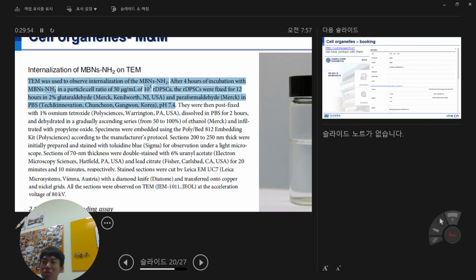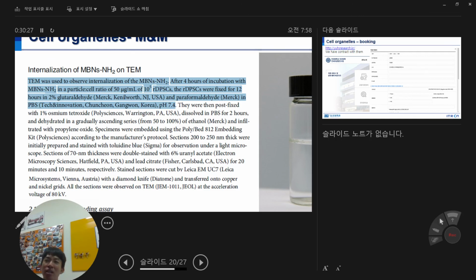The same section, Leica, they cut again using a special diamond knife, then transfer to a copper and nickel grid, and then observe the sections by TEM at a voltage of 80 kilovolts. So this highlighted part you can do by yourself in ITREN. The other part you can send the sample and they will do it. You just fix the sample and then send it to Yonsei University. They can do the other part.